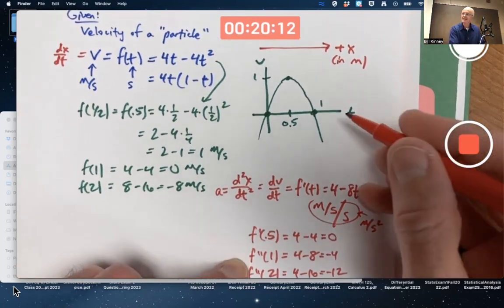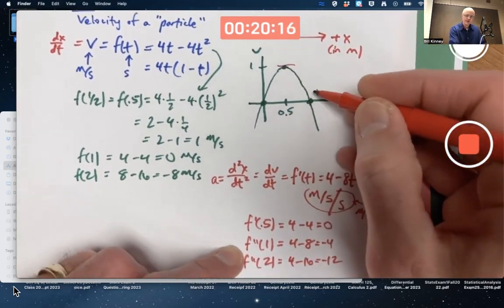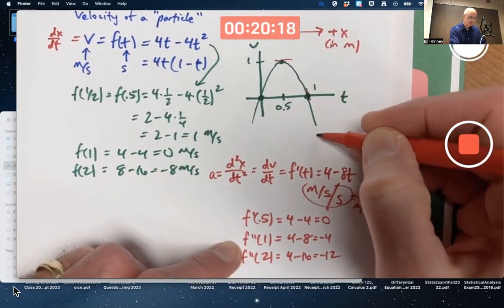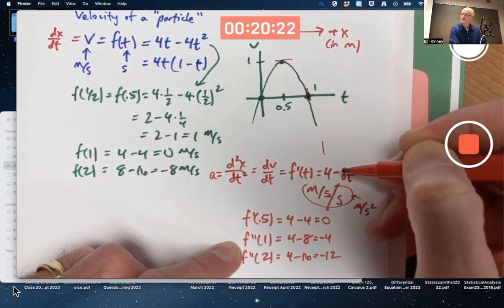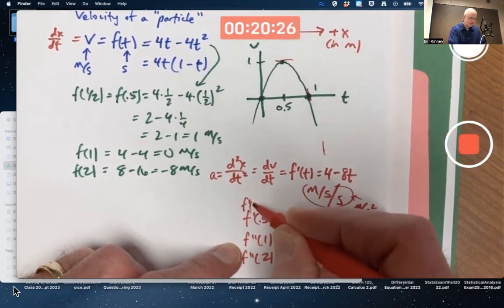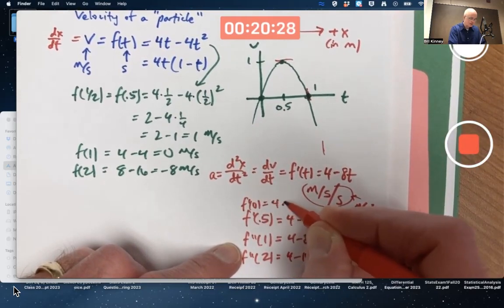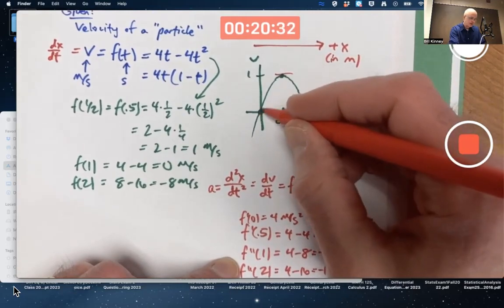Kind of hard to understand. It is the slope of the velocity graph. Zero slope there, slope of -4 here, slope of -8 down here somewhere. F prime of 0 is positive. Positive 4 meters per second squared. Positive slope here.